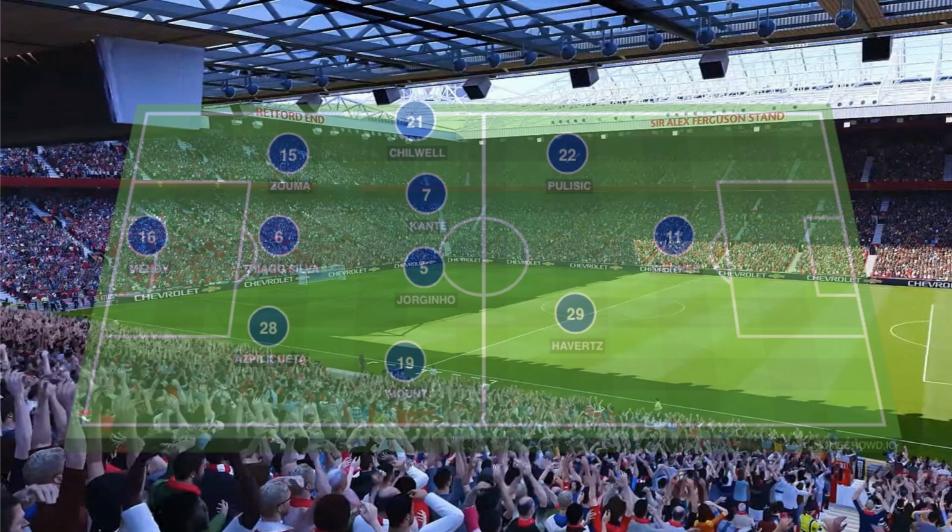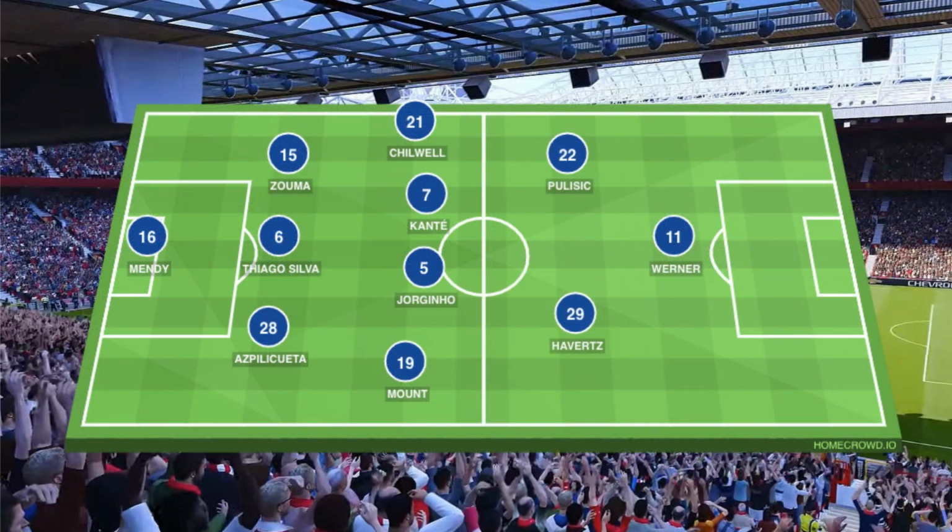Lampard did go with a 3-4-3 shape with Mendy in goal, a back three of Azpilicueta, Thiago Silva and Zouma, Chilwell and Reece James as wingbacks with a midfield double pivot of Jorginho and Kante. Pulisic started from the left of the front three, Havertz from the right and Werner started centrally.